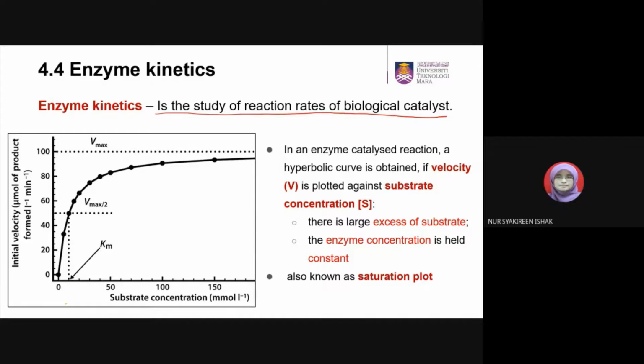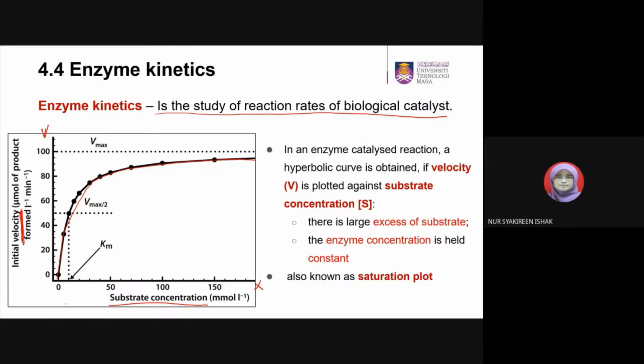All right, so you have this graph here. This graph plots the rate of reaction. We represent it with velocity, v. So the y-axis is velocity, the rate of reaction, and the x-axis is substrate concentration. In an enzyme-catalyzed reaction, a hyperbolic curve is obtained. A hyperbolic curve is a curved graph like this.